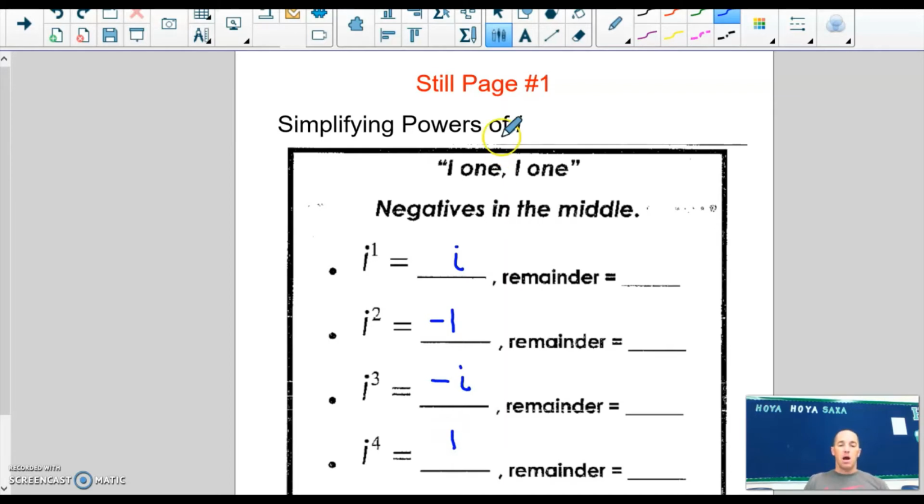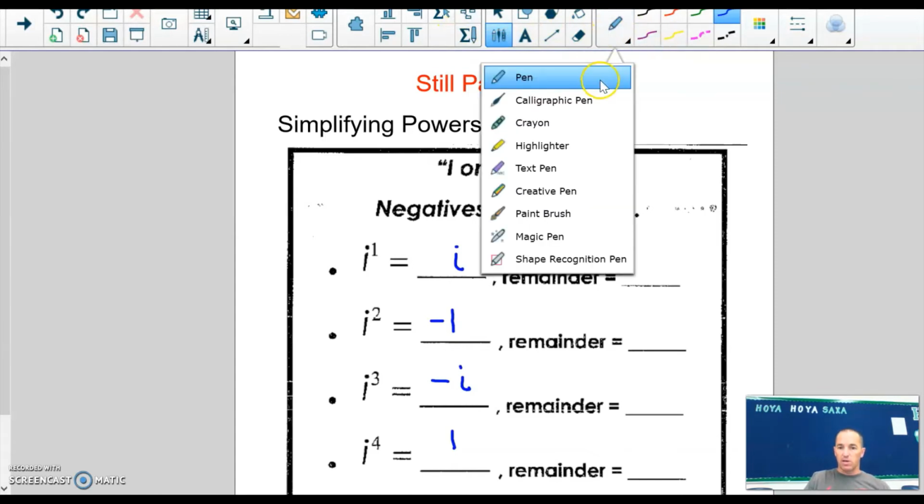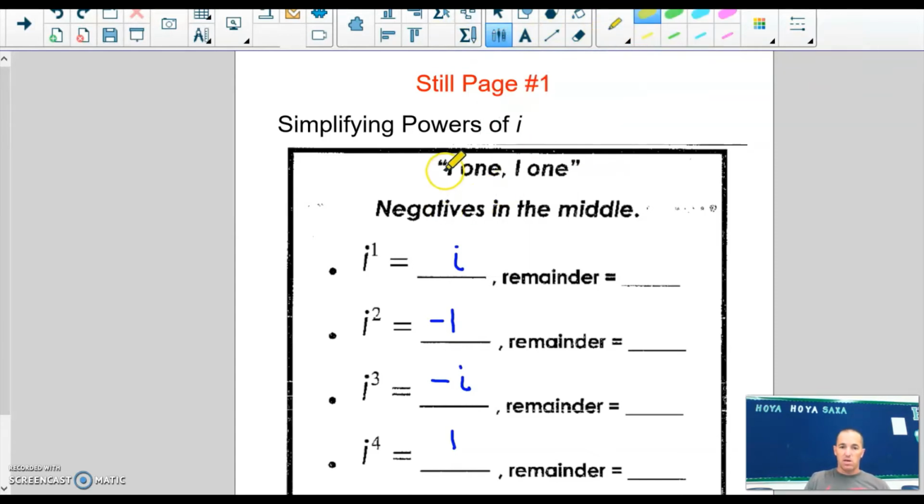Okay? Up here at the top, we have a little saying for you because, yes, we expect you to know these. It's i, 1 with negatives in the middle. Now, what, Coach Scott? What are you talking about? So here, i, 1. If you look at these values, the simplified version of each one of the i's is an i, a 1, an i, a 1.